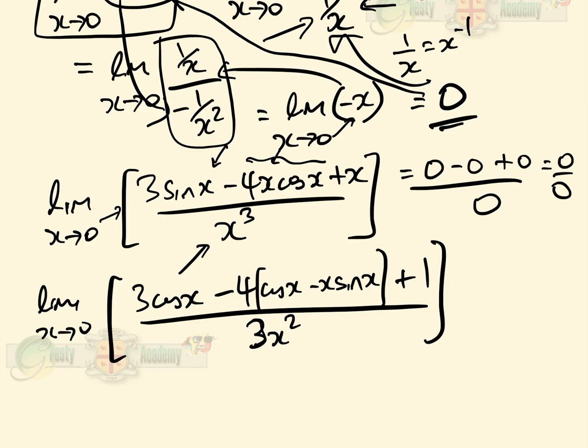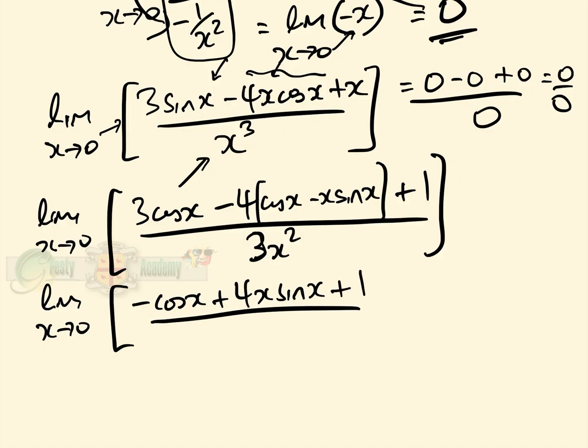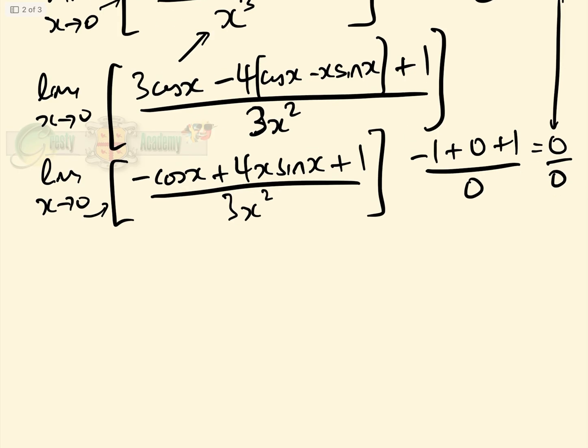So we've done the differential once, but now when we put in, let's just tidy that up. So that gives us the limit as x approaches 0 of minus cos x add 4x sine x add 1 over 3x squared. Okay, now when we put in x equals 0 again into here, what we find is that's going to be minus 1 add 0 add 1 over 0, which again is still 0 over 0, indeterminate. So what we can do now is differentiate again. So basically let's differentiate the top and the bottom.